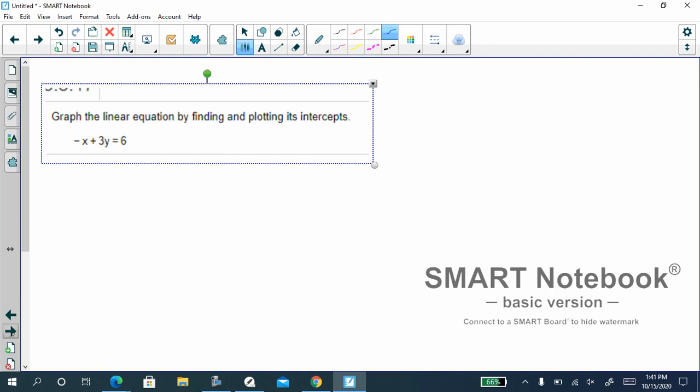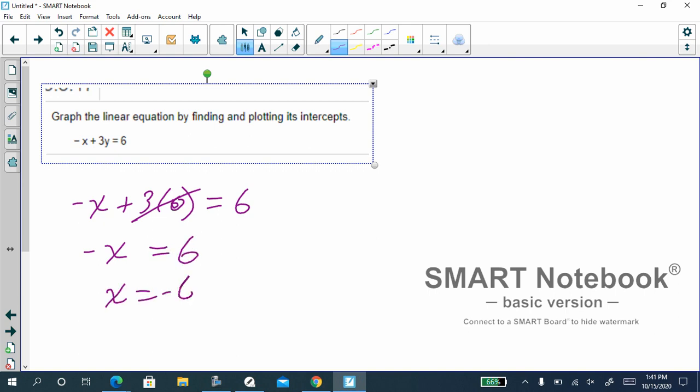Same thing on this one. So to find the x-intercept, let the y value equal 0. Put a 0 in for y. So 3 times 0 is 0. So that leaves us minus x equals 6, or x is minus 6. So a minus 6 for x corresponds to a y of 0.